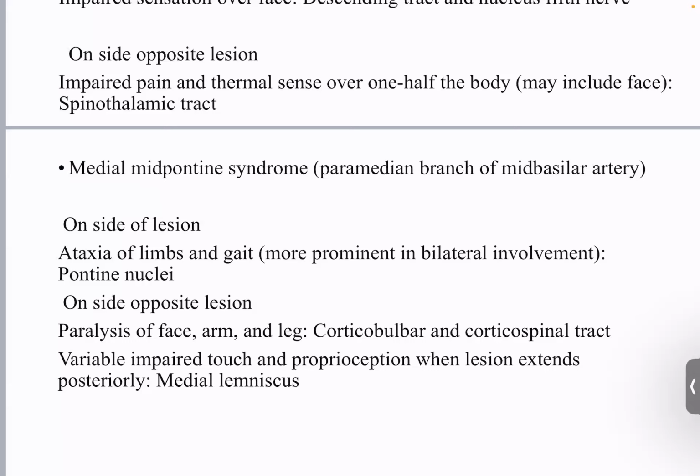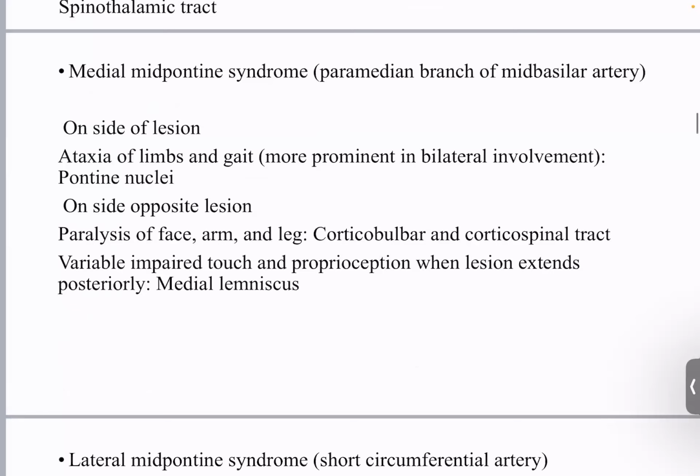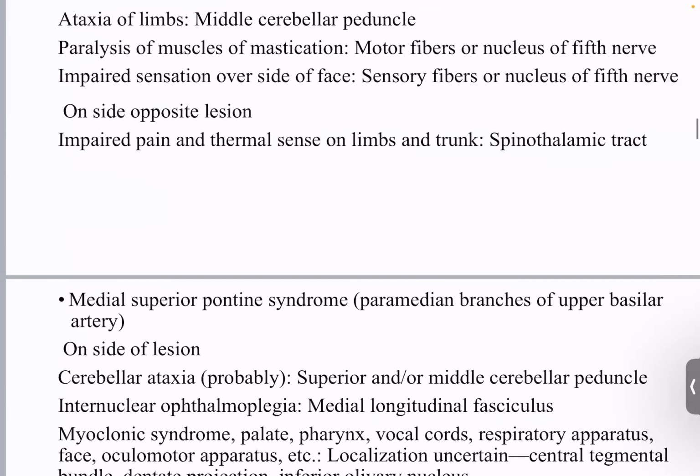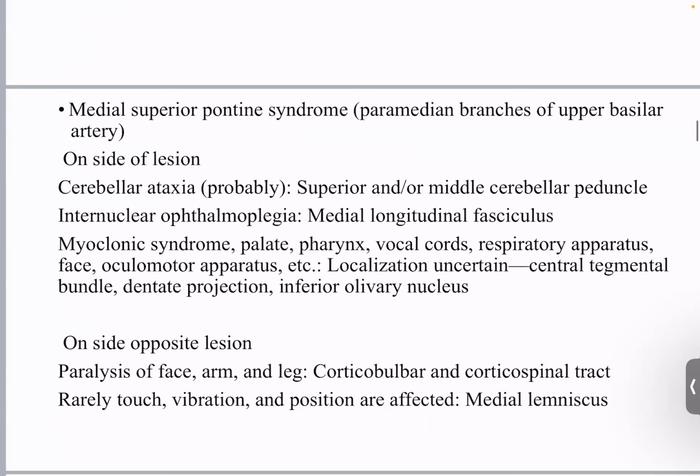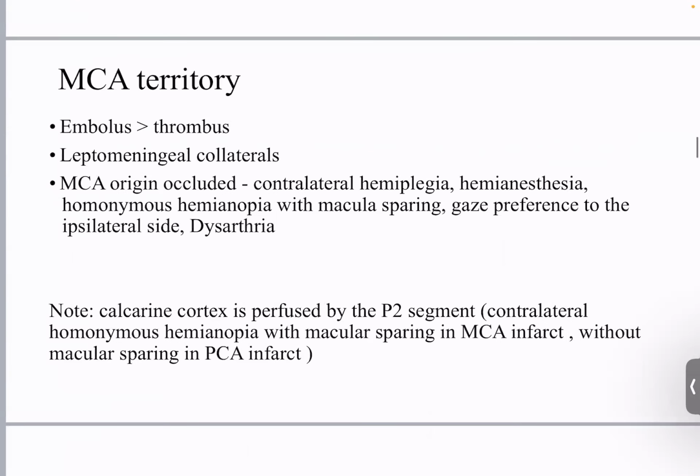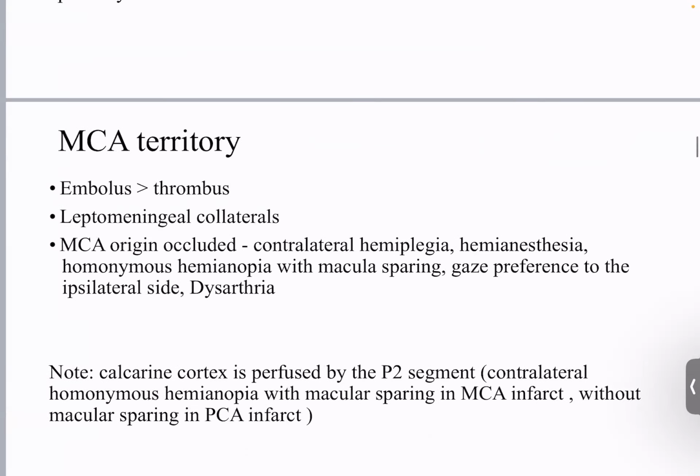MCA territory stroke will be very easy because there are not many structures, only the major structures are involved. So I think, Aravind, just go through the same slides once again and then continue with the MCA territory, so that they can follow it now.